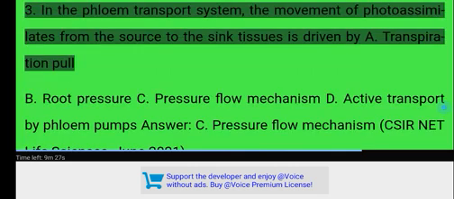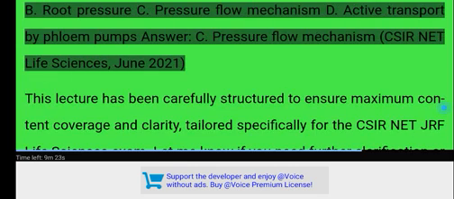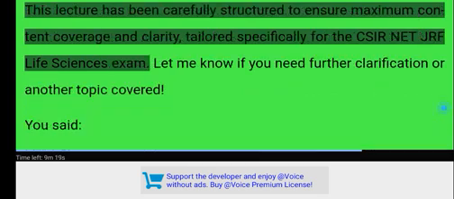3. In the phloem transport system, the movement of photosynthates from the source to the sink tissues is driven by: A, transpiration pull; B, root pressure; C, pressure flow mechanism; D, active transport by phloem pumps. Answer: C, pressure flow mechanism. CSIR NET Life Sciences, June 2021.